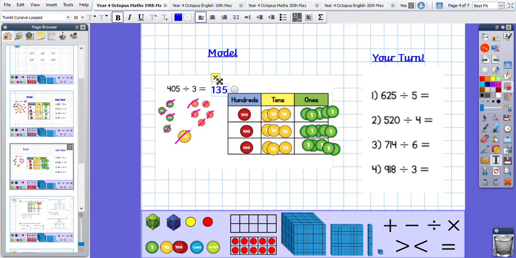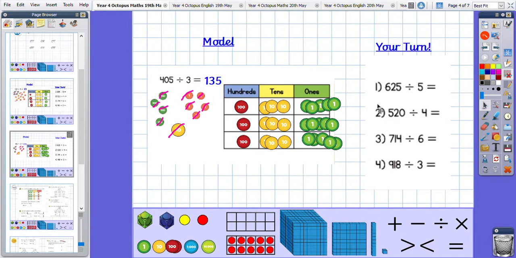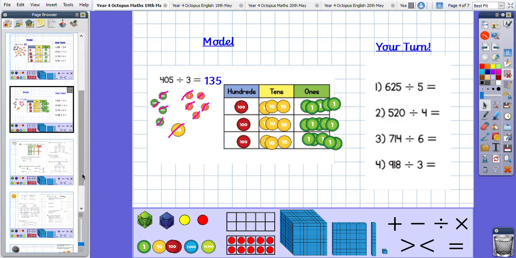So can you have a go again at a couple of the questions here on your right using this method? So remembering to exchange any counters you have left over that you cannot share equally for some equivalent counters of the smaller variety. Pause the video and have a go.